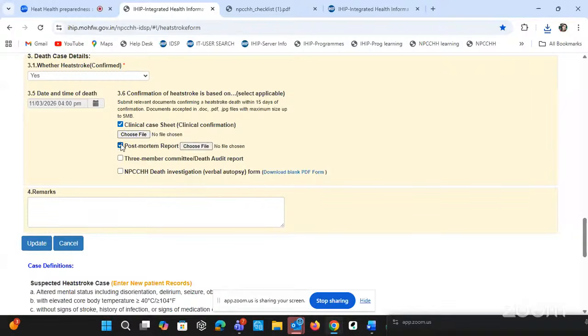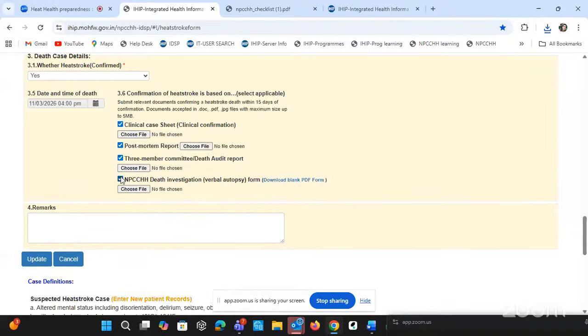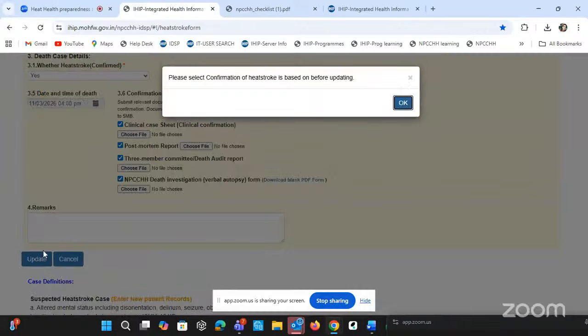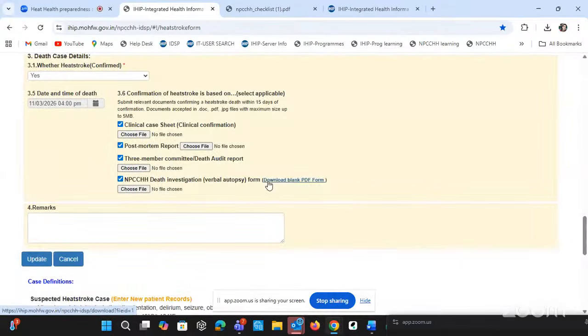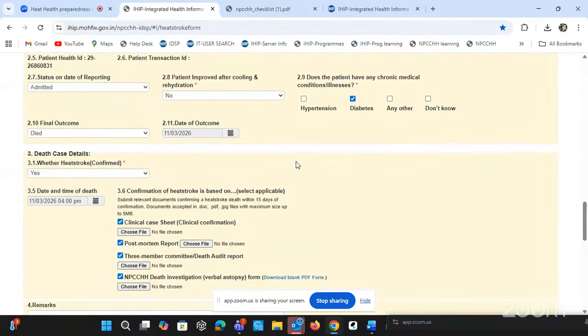And you have to upload the file that you are saying is available, which is mandatory. Otherwise, we'll have to come back to you and get the data again from your state and district officers. And you can click on update, and this will be saved. The same case which yesterday I entered as suspected heat stroke, same thing can be changed to confirmed heat stroke case or confirmed suspected heat stroke death.